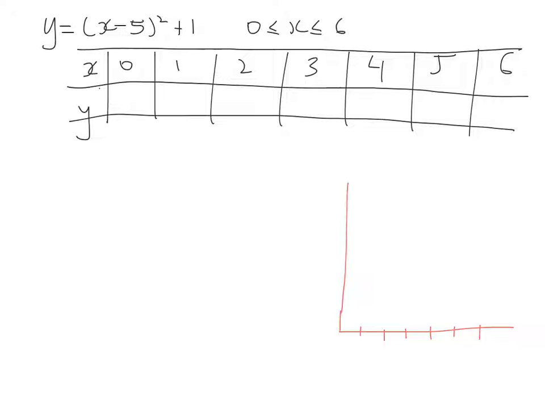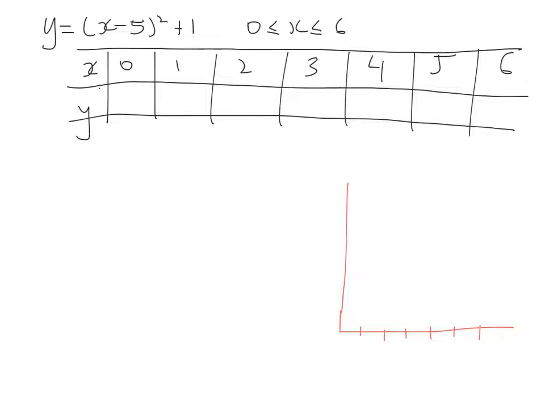So first thing we're going to do is we're going to have a look at (x minus 5) all squared plus 1 over a domain of 0 to 6. So that's where you set up your table, your x values of 0 to 6. So 0, 1, 2, 3, 4, 5, and 6. They are possible x values. And what we do is we substitute each of these values into the equation, and then we come out with a y value. So let's see.